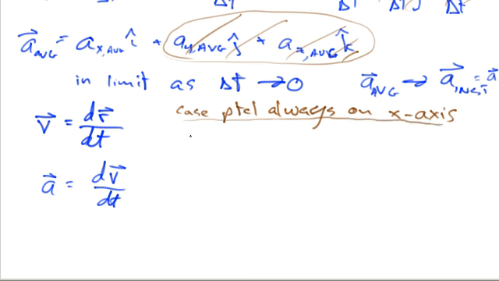So in that case, our velocity would just be equal to dx by dt times i, and our acceleration would just be dvx by dt times i.